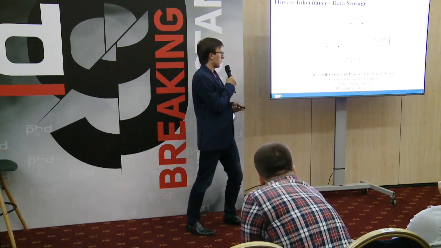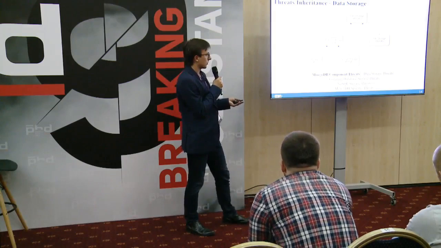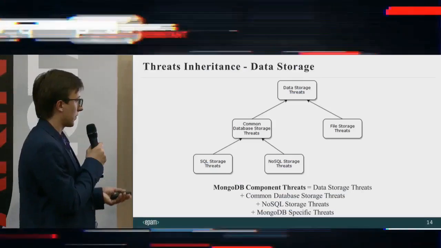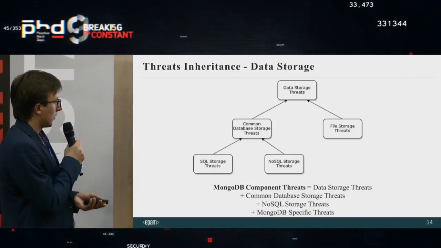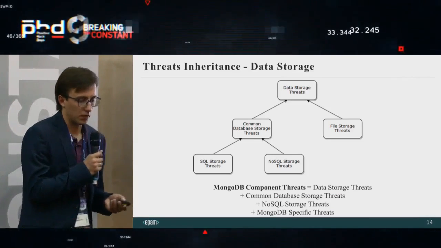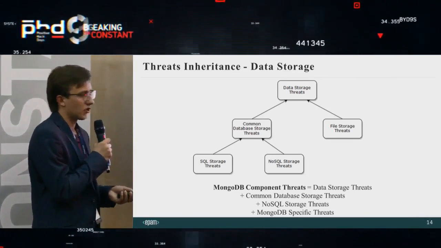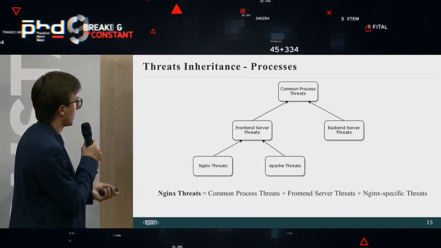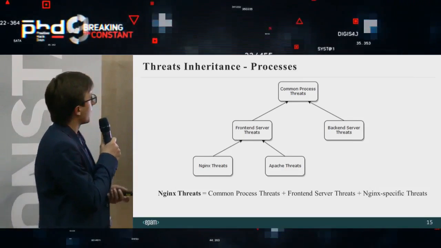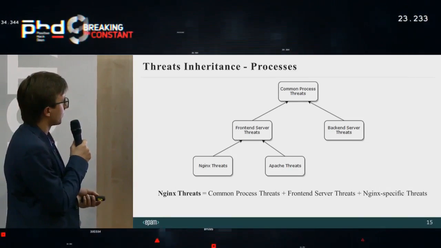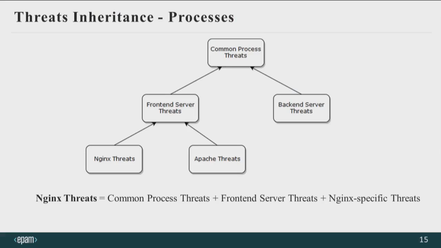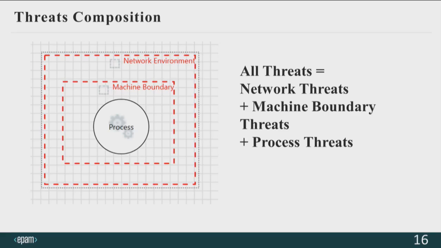So finally, we need to take high-level threats, then add the threats that are specific to NoSQL data storage, and then MongoDB specifics. For instance, MongoDB injection, where you allow scripting for your DB. So we did the same for the processes. For Nginx, there is a similar situation: we determine common threats for a front-end server and the threats specific to Nginx.